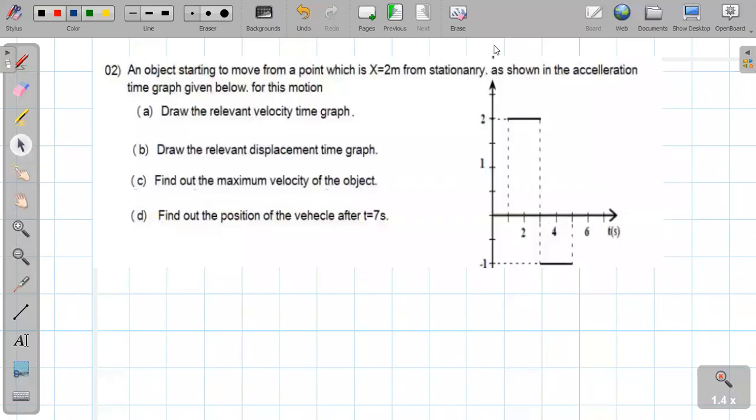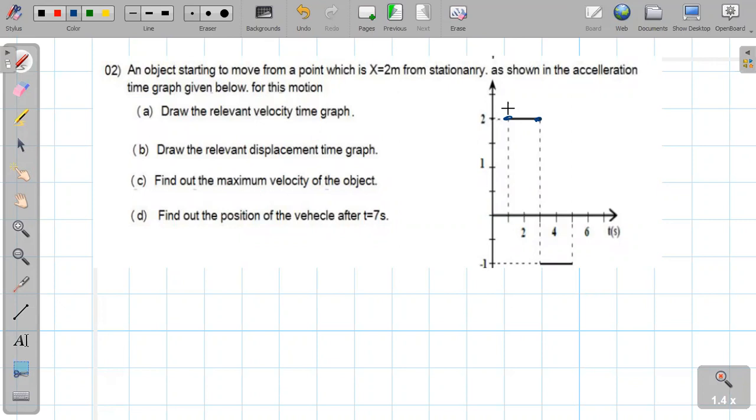Okay, an object starts to move from a point x equals 2 meters from stationary, as shown in the acceleration time graph below. For this motion, draw the relevant velocity time graph. So for velocity, you have to find out the amount of change in velocity. How?